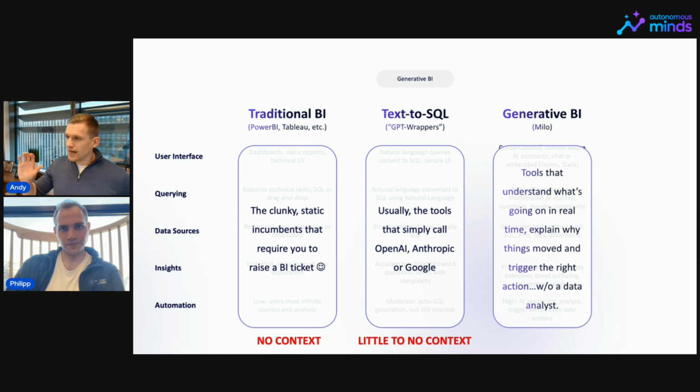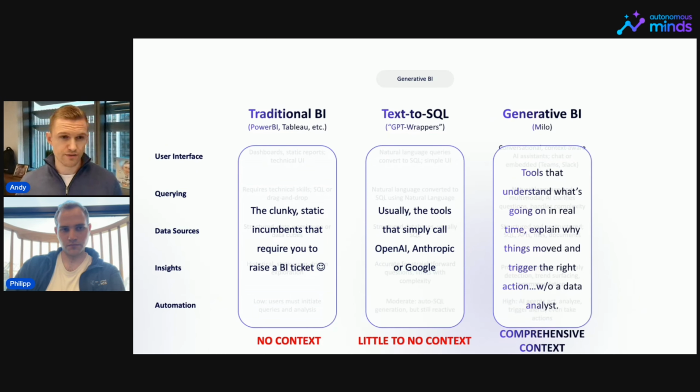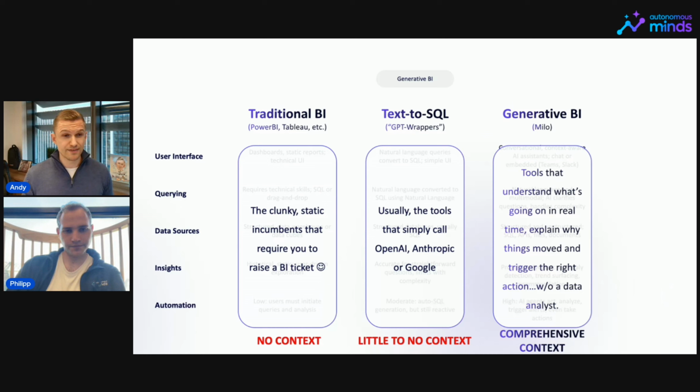And generative BI is the world we're exploring today. These are the tools that understand what is going on in your organization, ideally in real time. They explain to you again the why things move in your organization and then trigger the right actions without having to ask a data analyst. And these tools usually have, or not usually, always have very comprehensive context, right? Even if you ask it a simple question about a pipeline, for example, Salesforce data, HubSpot data, they will also know what else is going on.